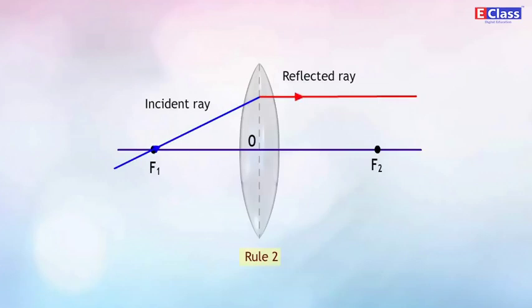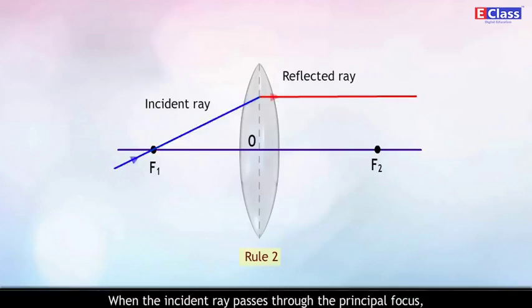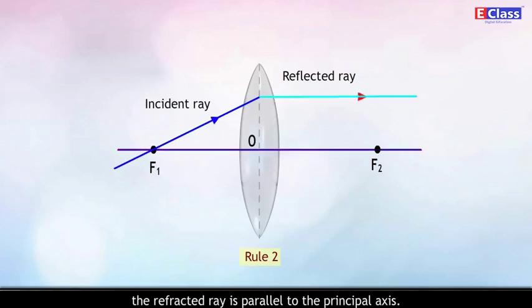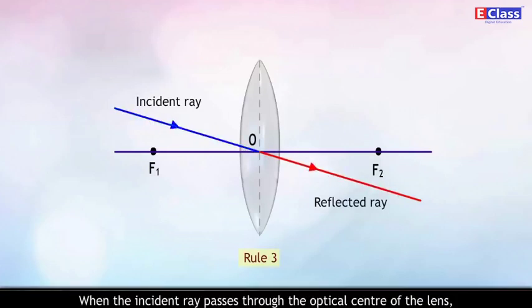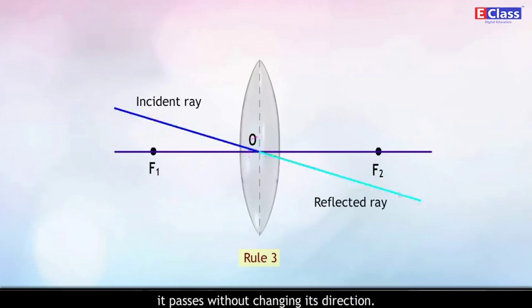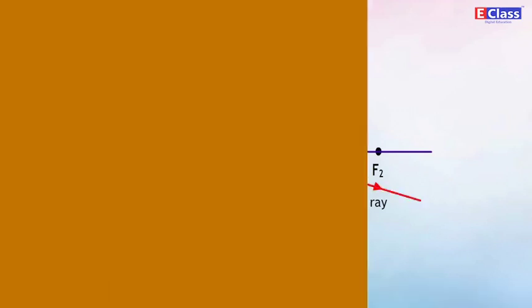Rule 2. When the incident ray passes through the principal focus, the refracted ray is parallel to the principal axis. Rule 3. When the incident ray passes through the optical center of the lens, it passes without changing its direction.